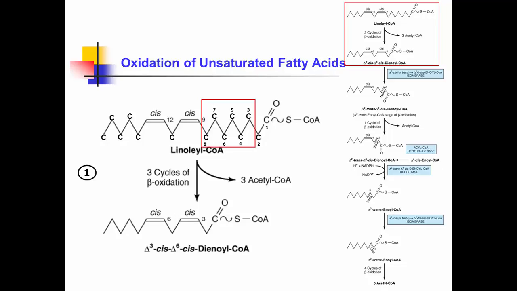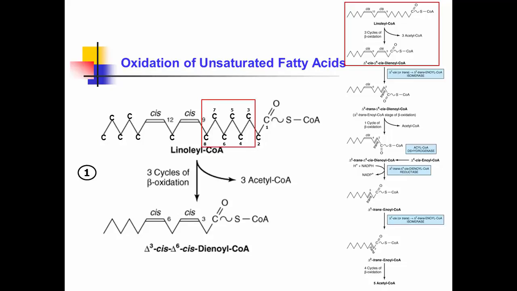So first of all, we run 3 cycles of oxidation and remove 6 carbons, from carbon 2 to 8, right? And you're generating 3 acetyl-CoA molecules, because these are all single bonds, right? So enzymes are able to cleave the single carbon bonds between carbon 2 and carbon 8, and then remove the 6 carbons, generating 3 acetyl-CoA molecules.